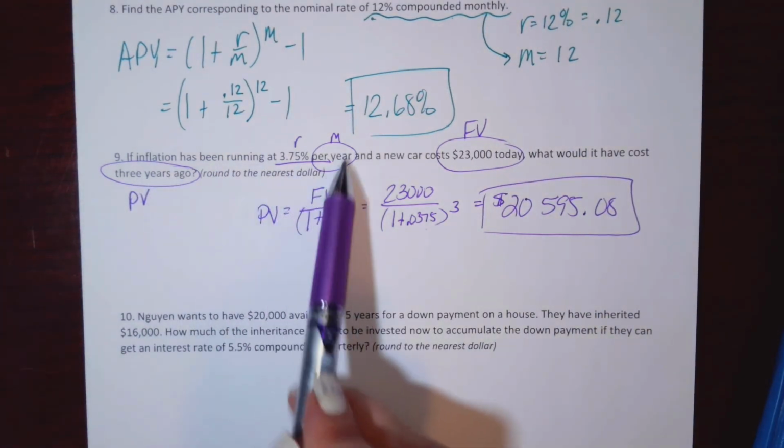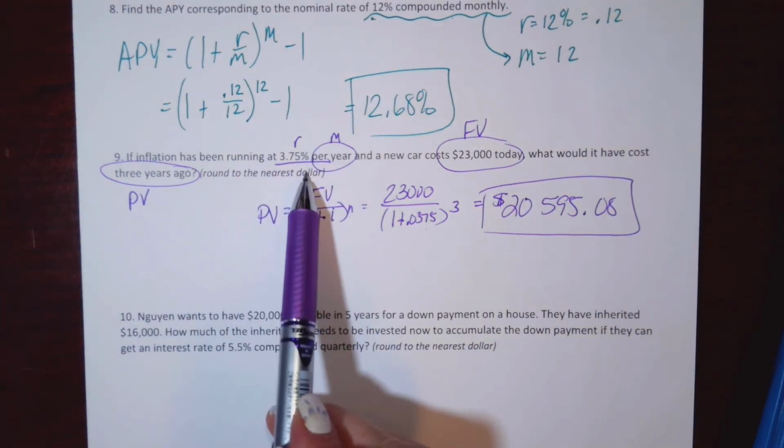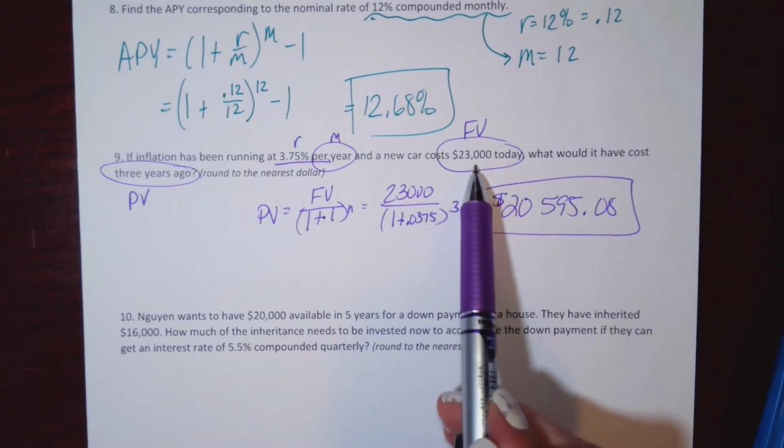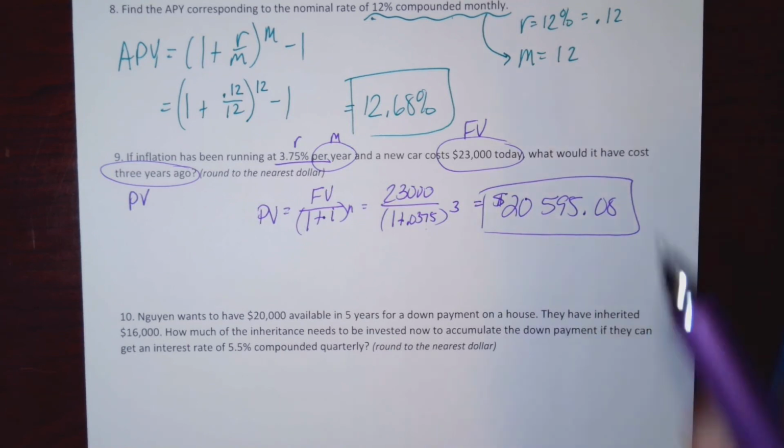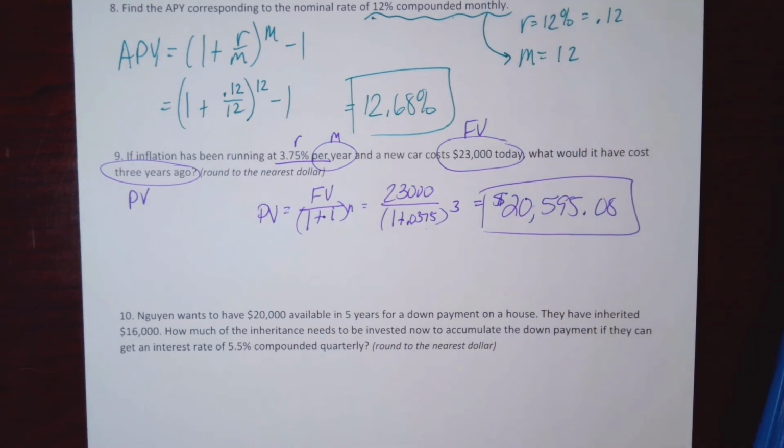Inflation is positive. That means things are getting more expensive. Now the new car would cost $23,000. 3 years ago, it would cost less. So yes, that makes sense.